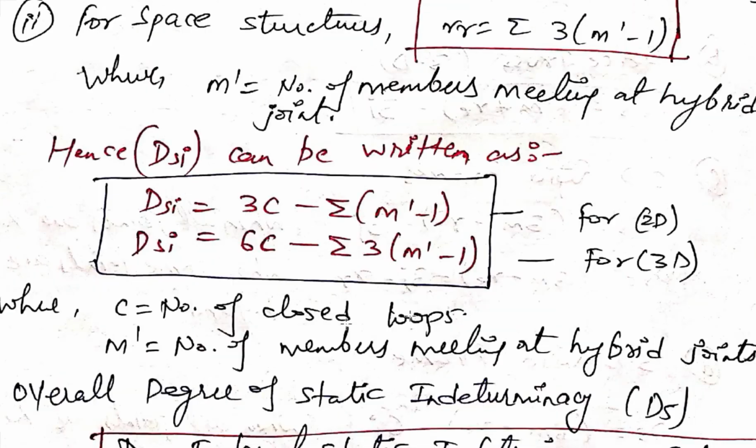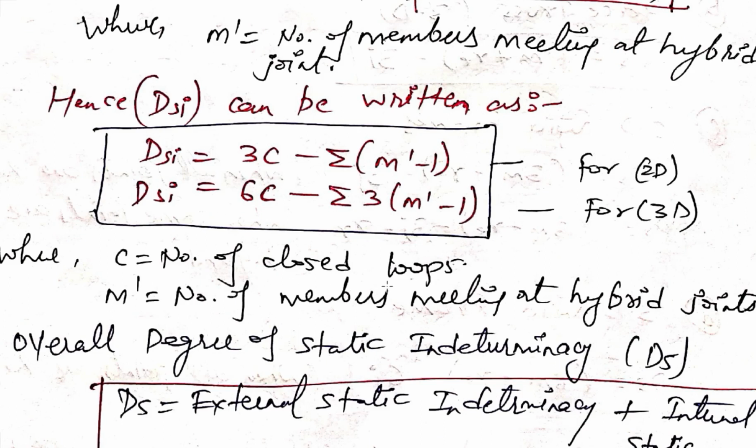Okay, so what is the C? C is the number of closed loops. And what is M dash? M dash is equal to the number of members meeting at hybrid joints.